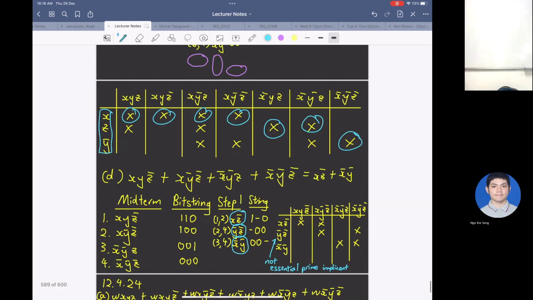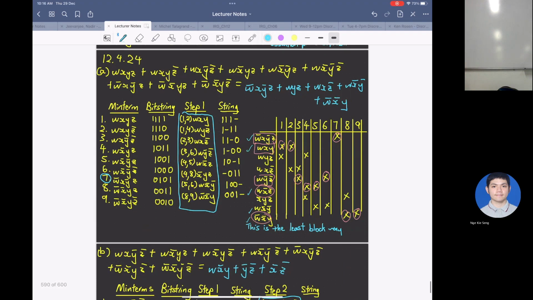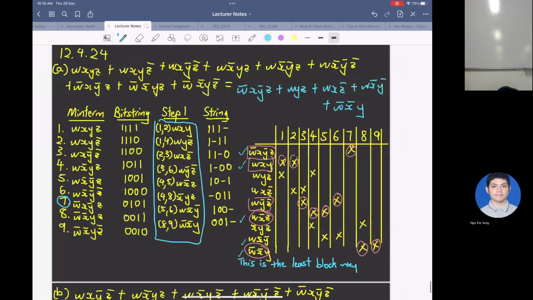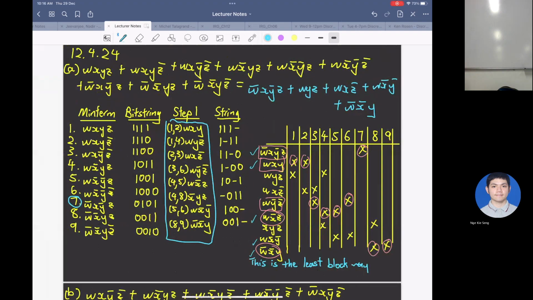Sometimes it's not the case. For example, this example here might have more ways to do it. You have 9 minterms and 9 prime implicants to cover. So you need to pick the least number to cover the 9 terms.